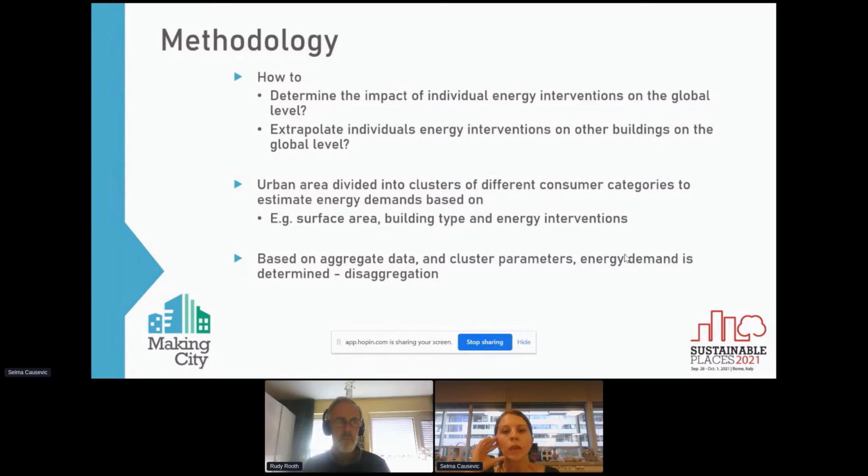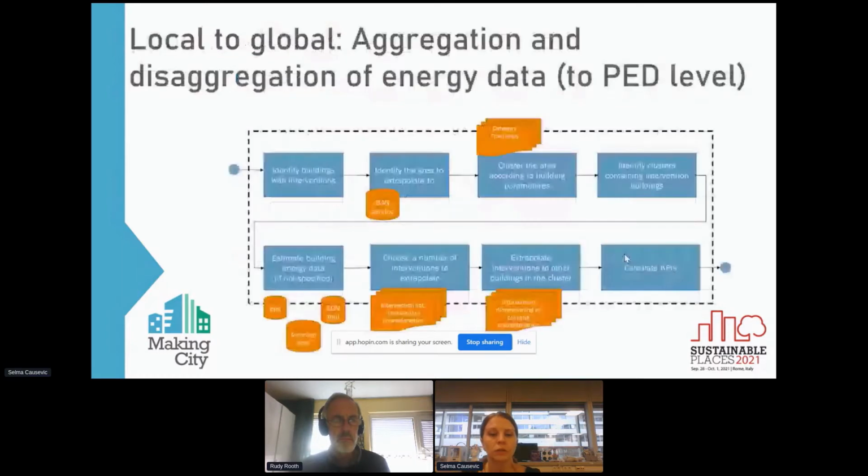So basically, we designed a methodology that uses individual interventions to extrapolate on the district level. So the steps of the methodology would be to first identify buildings with interventions within specific clusters of building types, to identify the area where to extrapolate these data to.